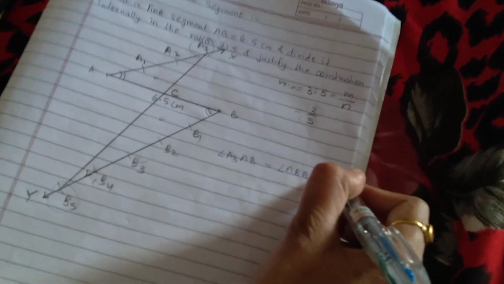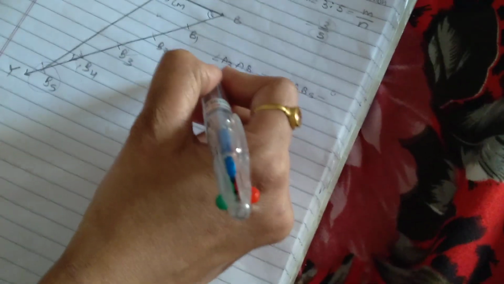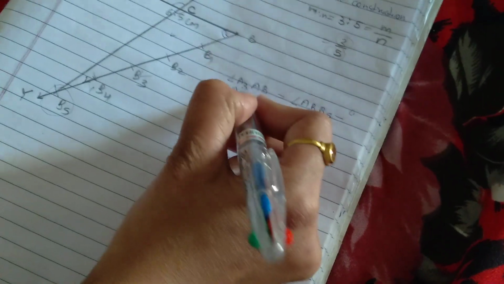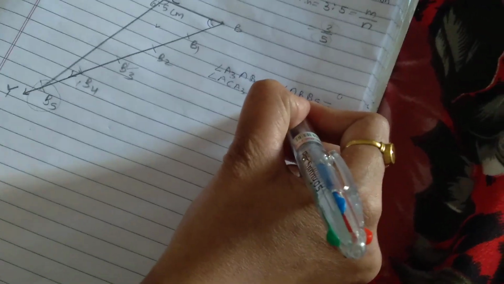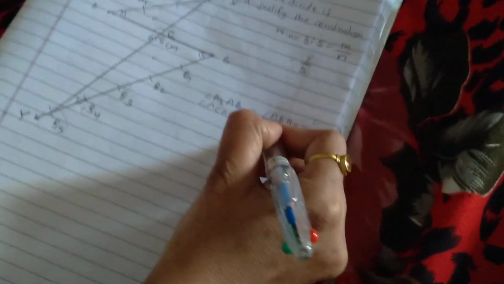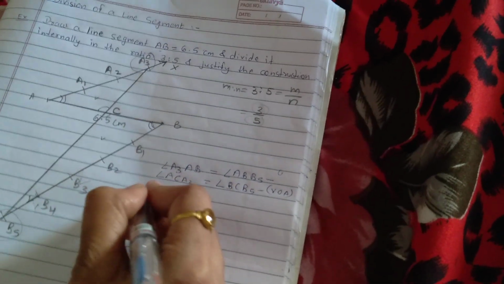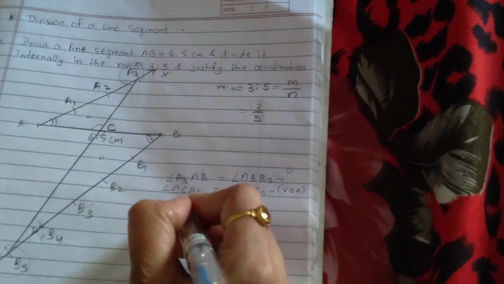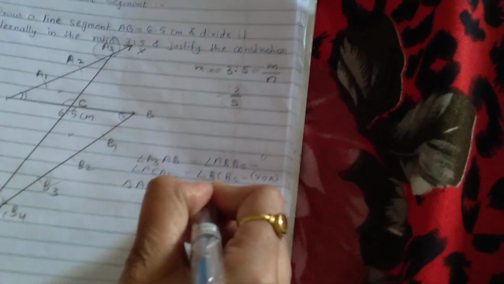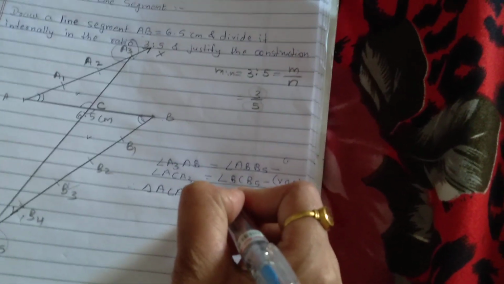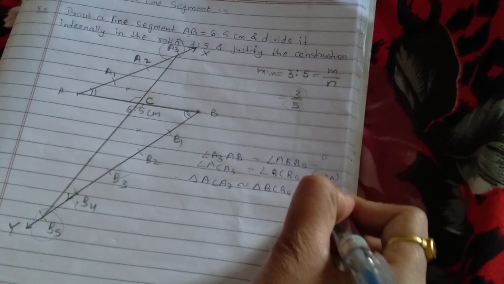Then what is the second angle equal? Can you tell me? This angle and this angle are equal because they are vertically opposite angles. So I will take angle ACA3 is equal to angle BCB5, vertically opposite angles. Therefore triangle ACA3 is similar to triangle BCB5 by AA similarity criteria.